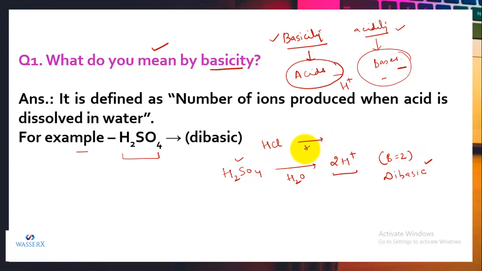When we dissolve this HCl in water, one molecule of HCl will dissociate to form only one H. So its basicity is 1. So it can be termed monobasic. So this is how we classify the acids according to the strength as monobasic, dibasic, tribasic, like this. Similarly, we can do it for the bases as well.